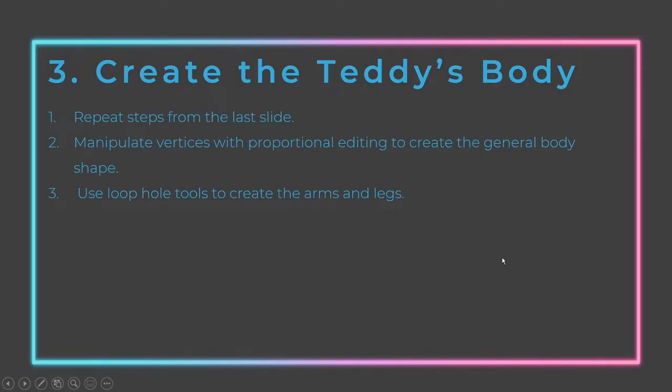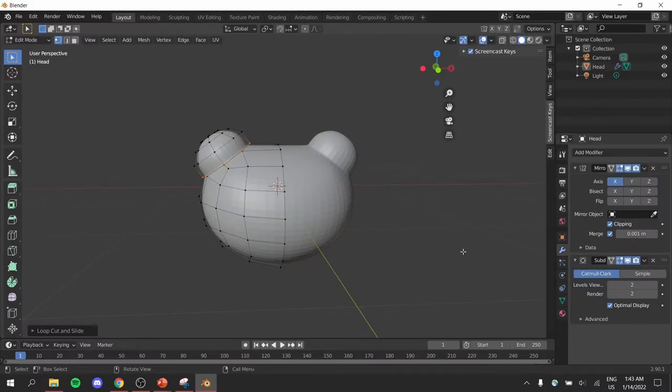Our next step is creating the teddy's body. We'll basically use pretty much the same steps as the previous step, but we're gonna perform those steps on a new object, which will be Teddy's body. And we're gonna use loop tools to create arms and legs using the same method. Create a circle, loop, and extrude. So this is where we left off.